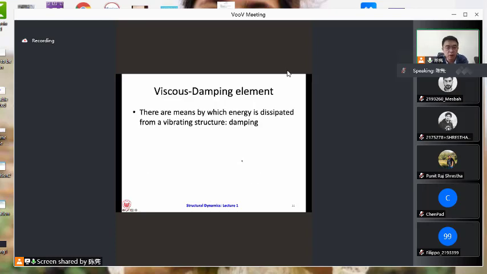And the damping element is very tricky. Later, we will discuss this damping in more detail. Now we just use a simple model for this. Sometimes we call it a viscous dashpot model. The damping force provided by this is like this. This is the coefficient, and this is velocity, which means the damping force is related to the velocity of the system. It's proportional to the velocity.